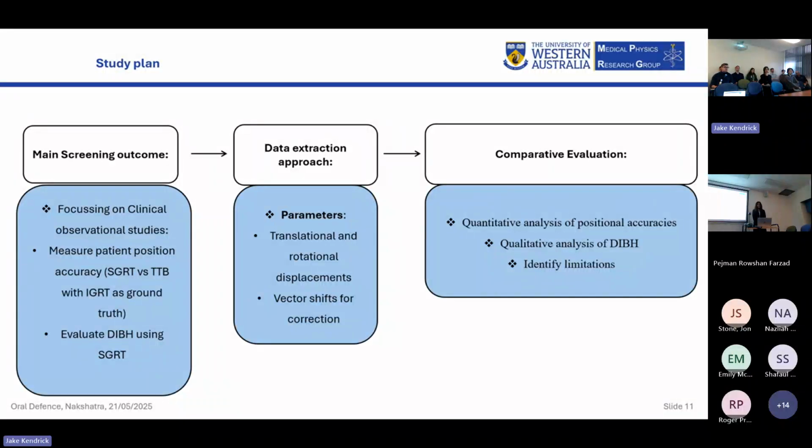For data extraction, I'll compare the results across studies using IGRT as the reference. The main parameters of interest are translational displacements, which include lateral, longitudinal, and vertical, and also rotational errors: pitch, roll, and yaw. And also 3D vector shifts used for patient repositioning.